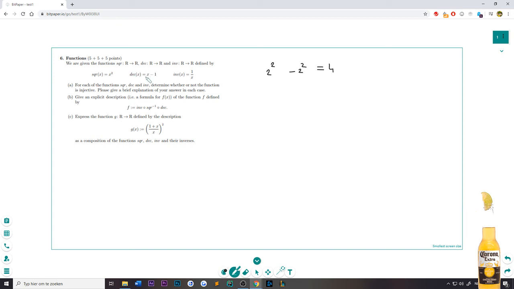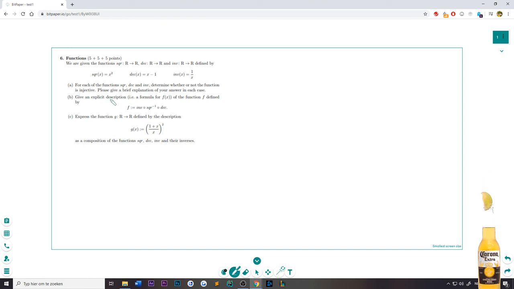This function here, x minus 1, this is injective, right? Because for each input, there's only going to be one output. And for each output, there's only going to be one input that we can give to get there. And finally, inverse is also injective, right? Because for every x that we give, we get a unique output. And by just explaining this, it should be fine, because they just ask for a brief explanation.